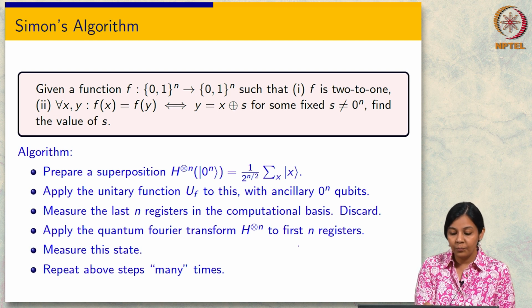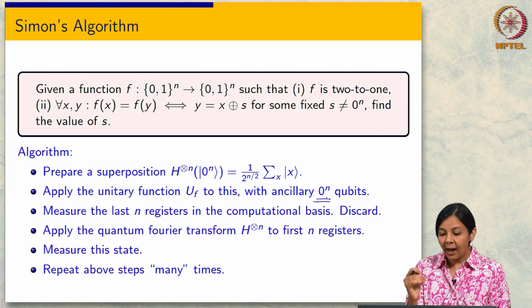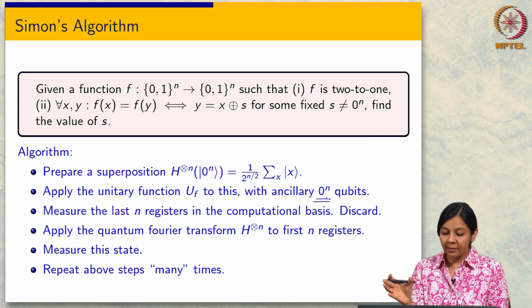First you prepare this superposition, this is the top n bits. Then you apply this function to it, with the ancillary 0 to the n. Now you measure the last n registers in the computational basis. This is fairly different from what we have done before. You measure the last n registers, you discard this. It might seem weird at the moment that you want to measure and then throw it away, you will see why we do that.